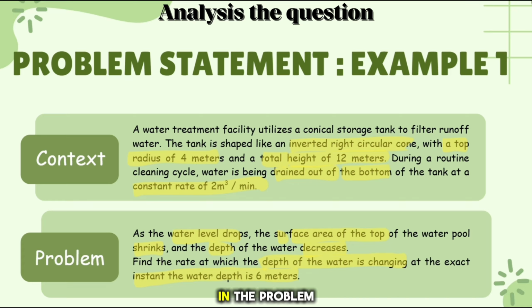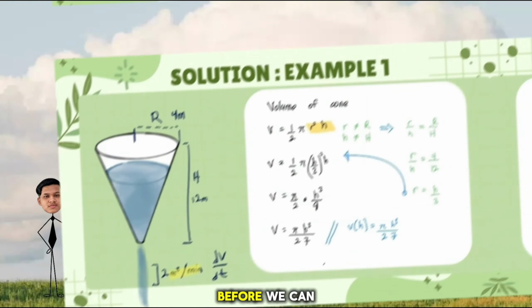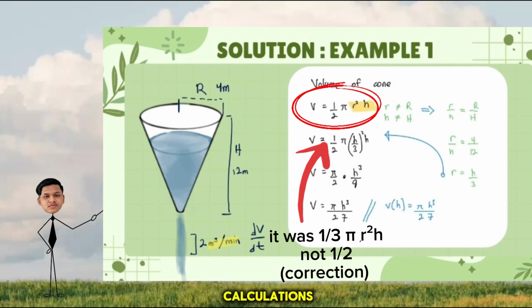So, in the problem section, we are tasked with finding the rate at which the depth of the water is changing. Before we can proceed with any calculations, we know that this is a differentiation question. Thus, we need to have a function beforehand. So where can we get a function? Well, we are told that the question involves the volume of a cone.